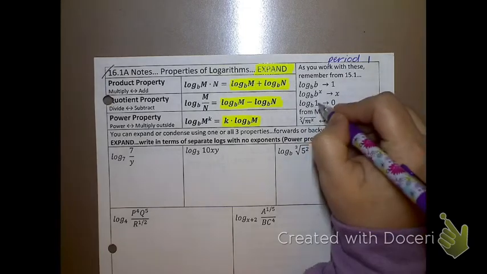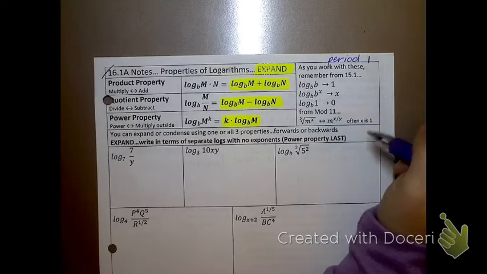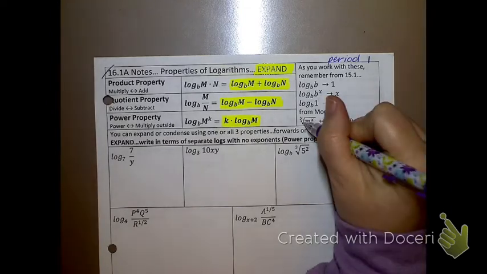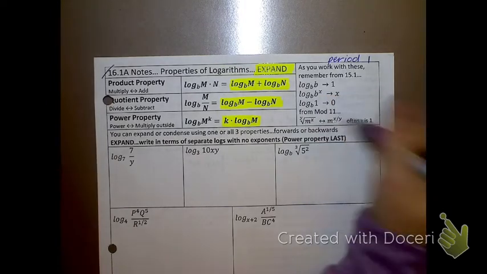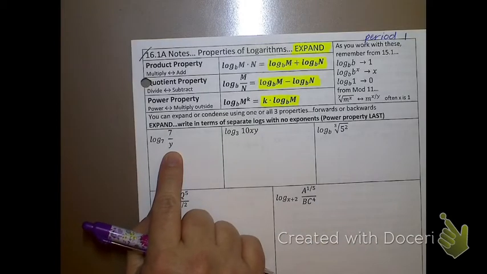Log base b of 1. Anytime this number is 1, the result is 0. And sometimes you may need to change a radical to a fractional exponent in order to expand a logarithm. Okay? All right, so starting with the first one.